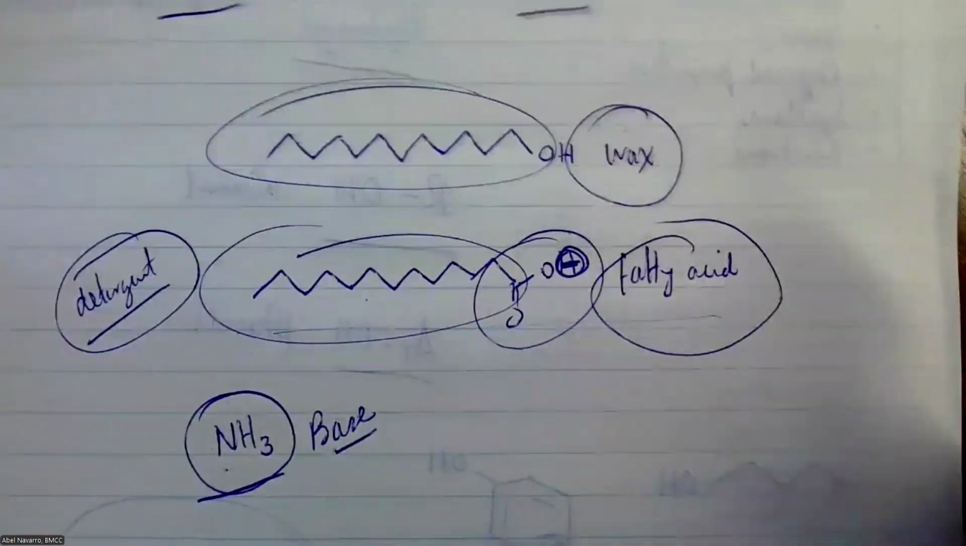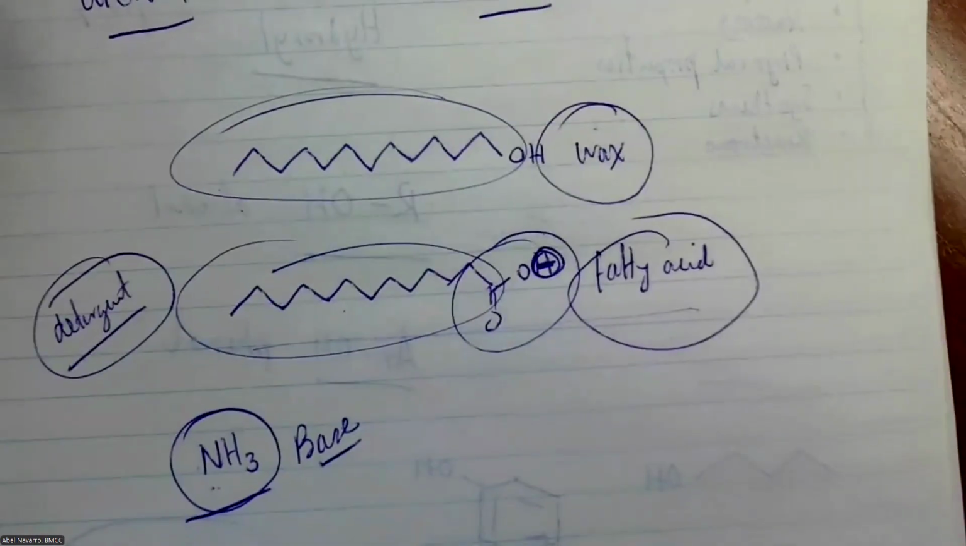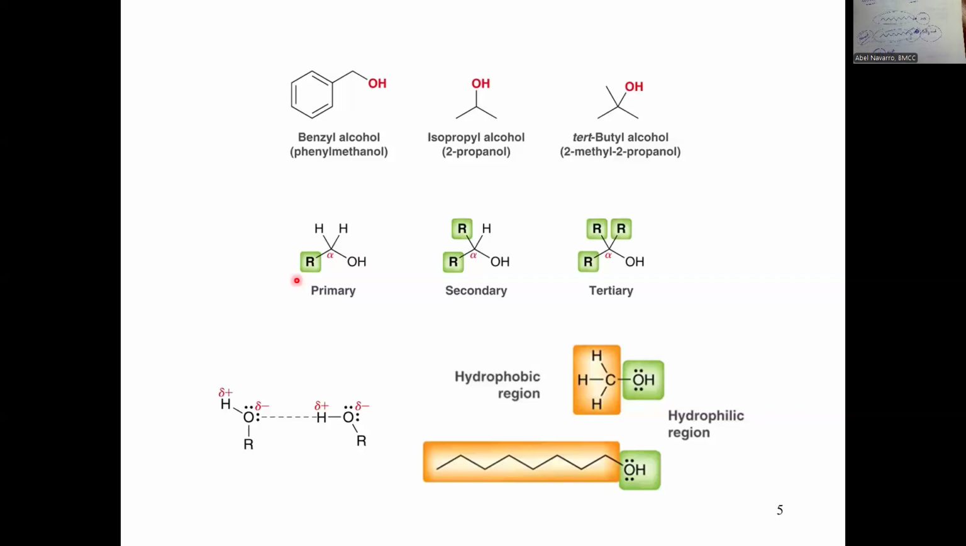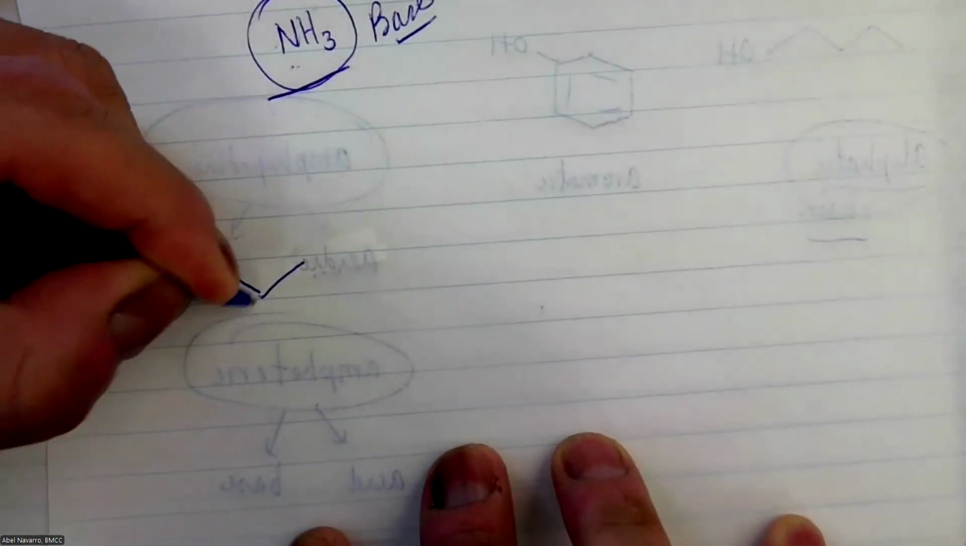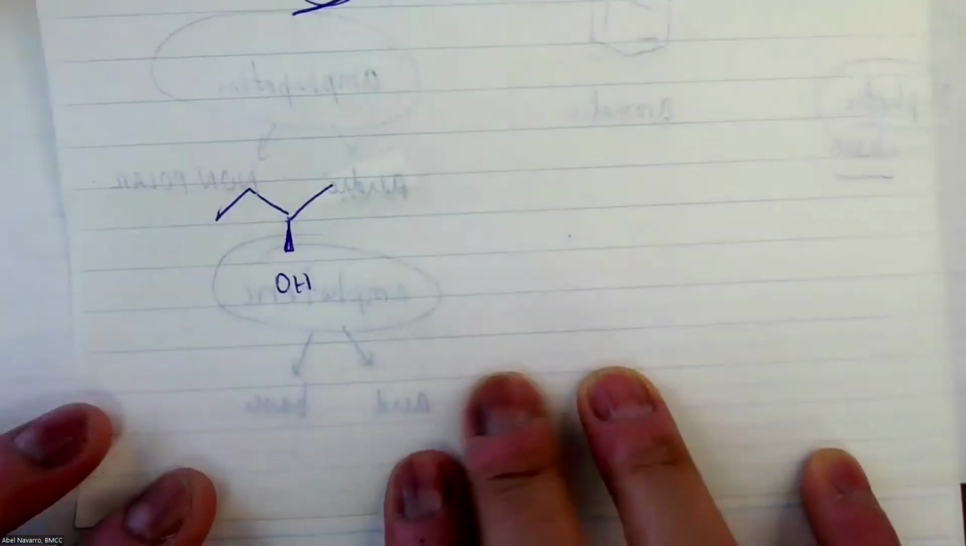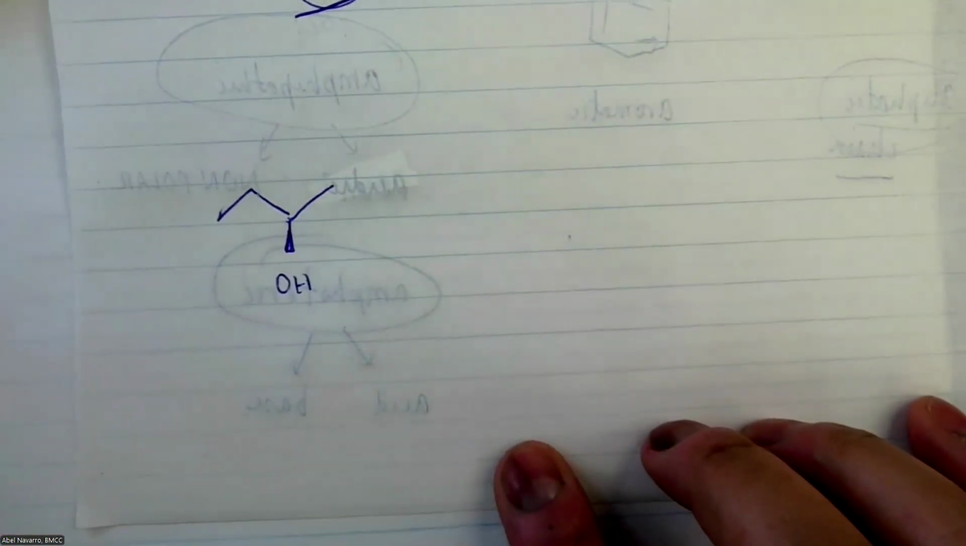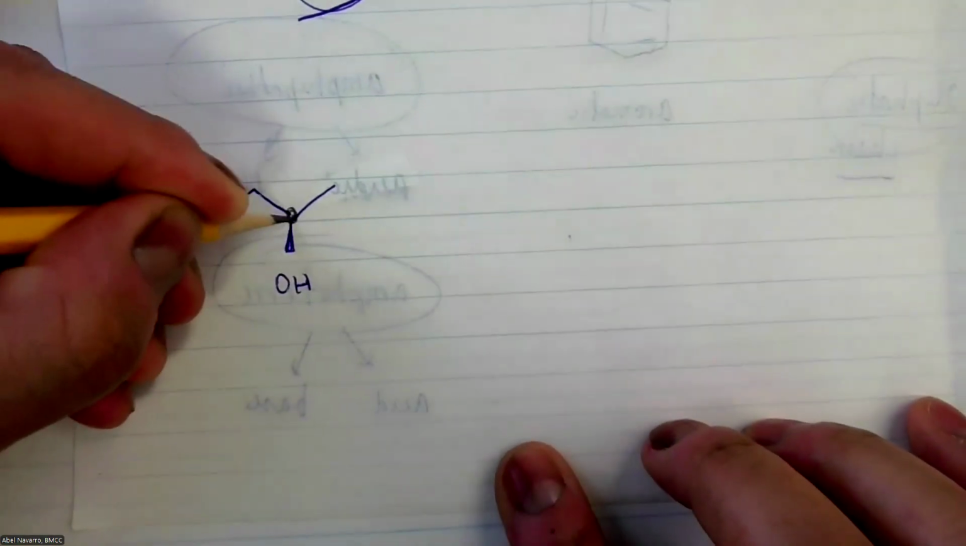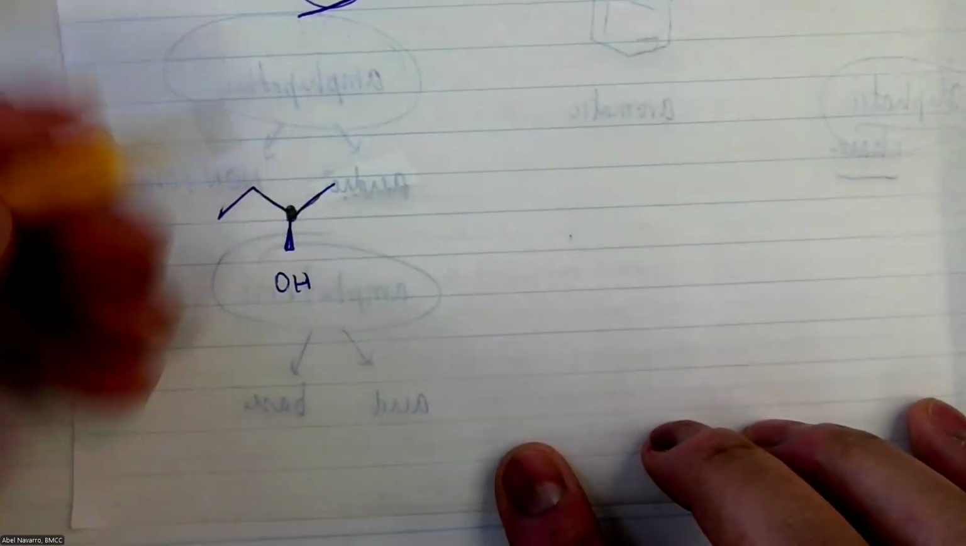Okay, so just to share something about cleaners and then applications of the cleaners. Right. So primary, secondary, tertiary, just a little bit to review. So for example, if I have this type of alcohol, this alcohol will be called secondary alcohol. Why? Because the carbon that is attached to the OH has two carbons. Therefore, this one is secondary.